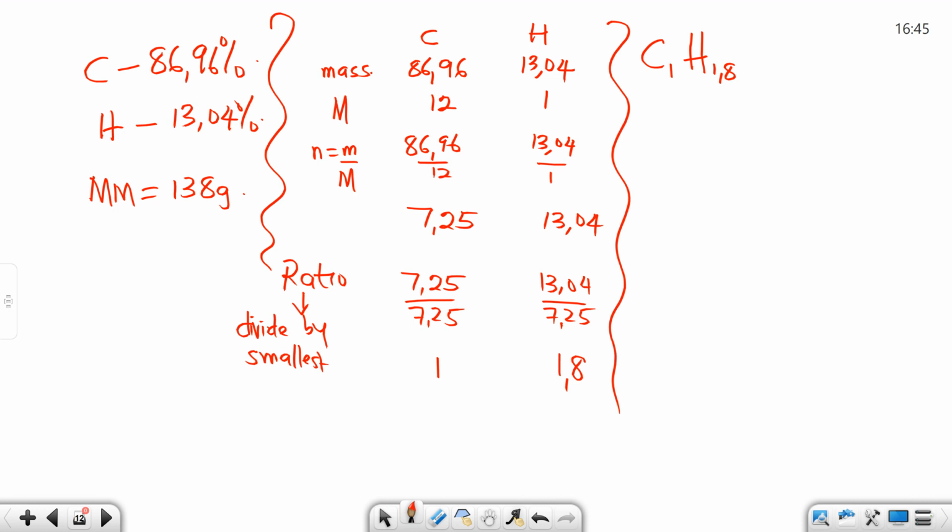Now, let's check what we're going to do. Change this 1,8 into a fraction. That's 18 over 10. Great. That's grade 10. Good. Simplify 18 over 10. 9 over 5. So what do I have?